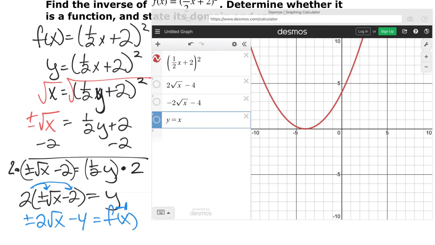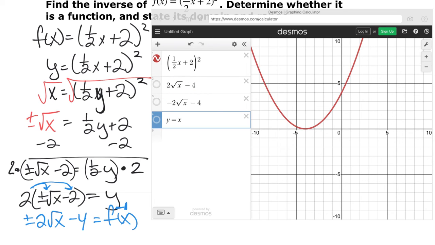Now when you graph it, I would definitely sketch this into your notes. Here's our original function, 1/2 x plus 2, the quantity squared, and you see that quadratic that we would expect. Now when we graph the inverse, because we had that plus or minus, Desmos does not have a plus or minus button, so you need to graph the two pieces separately.